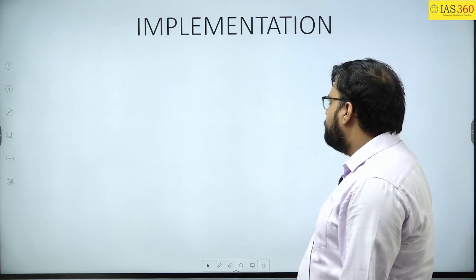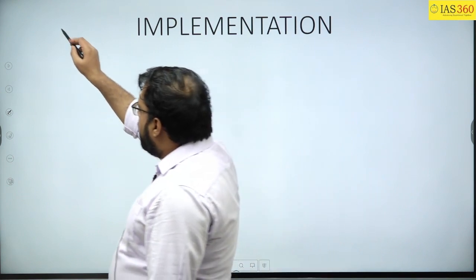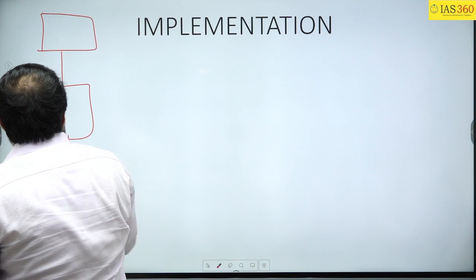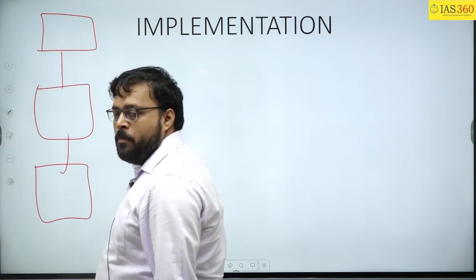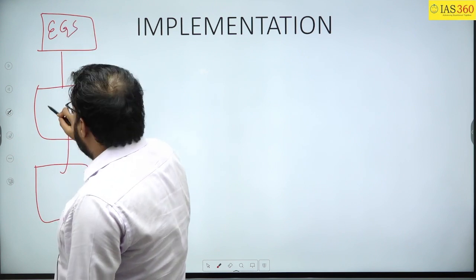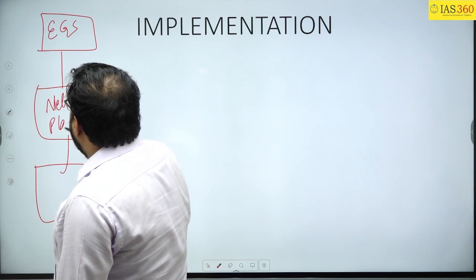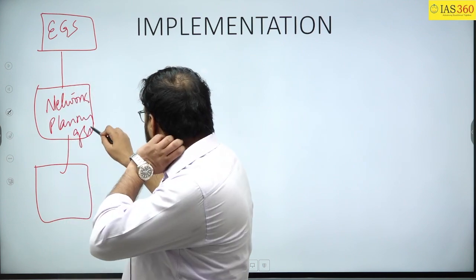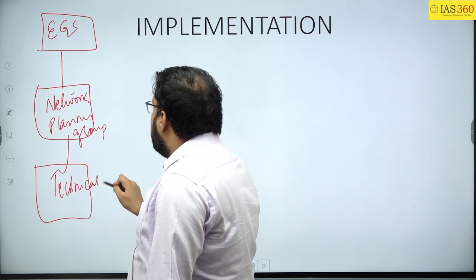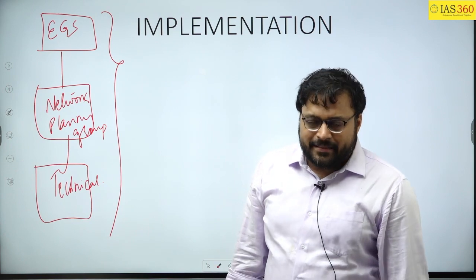Now we will see how it will be implemented. There are 3 important structures in the implementation, and this can be asked in GS paper 2. The very first thing is the empowered group of secretaries. The second is the network planning group, and the third is the technical group. So this is a 3-tier structure of the implementation of PM Gati Shakti.